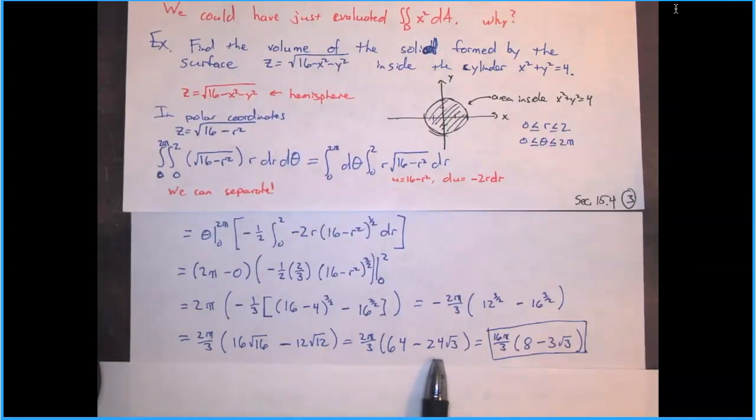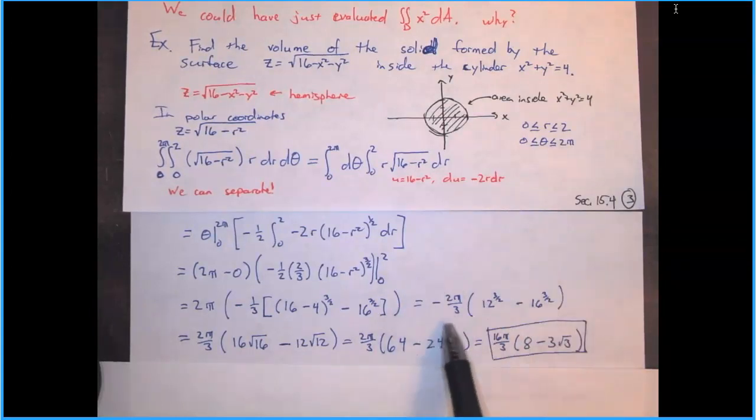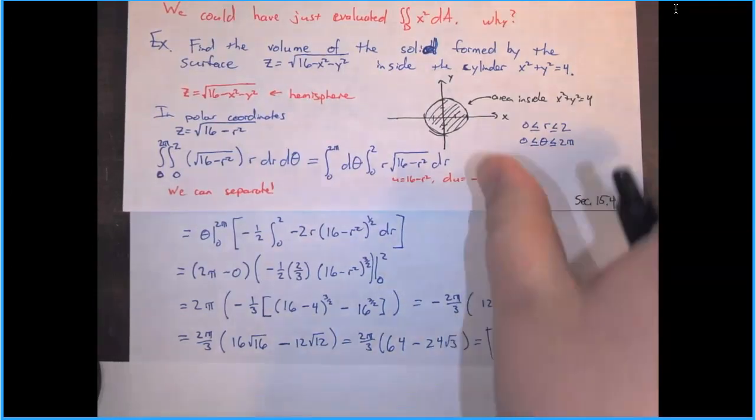And now one more thing I can do is factor an 8 out of this. So if I factor an 8 out of this, 2 pi over 3 becomes 16 pi over 3, and this difference becomes 8 minus 3 root 3. And that's my answer. Now practically for a problem like this, you could have stopped here. Right here, that's a perfectly good answer. But I just did some simplifications. And that's the end of that problem.